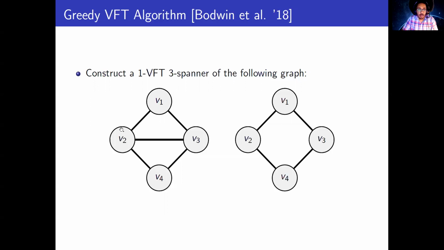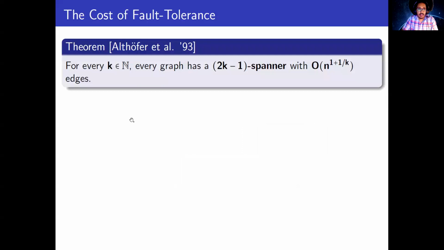Therefore, we don't add it. And what we end up with is the following subgraph as our 1-vertex fault-tolerant 3-spanner.